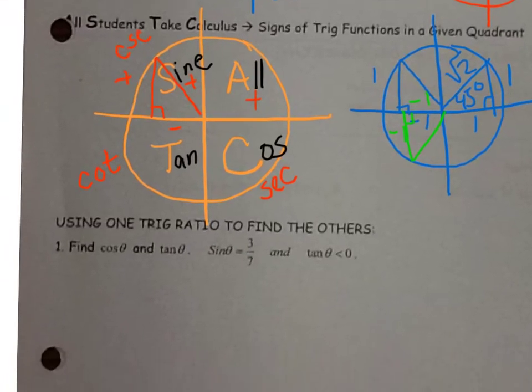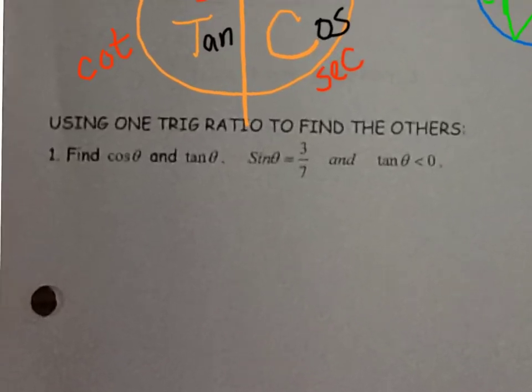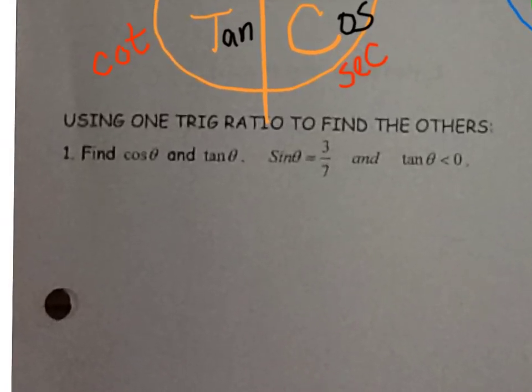All right, let's go on to some problems now. So that's some definitions. Here's a typical question in this section. One of the problems you have to do, I believe it's number 52 on page 384, you're going to have to use this idea for. Okay, here's what it says. Find cosine theta and tan theta, so you're only finding two values, if sine is 3/7 and tangent is negative.